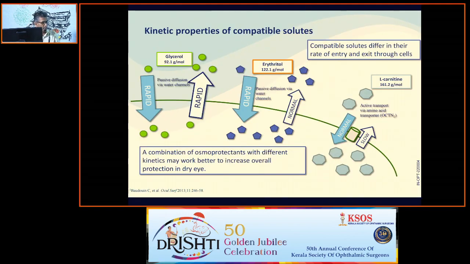So these solutes have multiple ways of entry into the cell. Glycerol has passive diffusion, while erythritol also has passive diffusion. L-carnitine goes inside the cell through an amino acid transport mechanism, and that is an active transport mechanism.